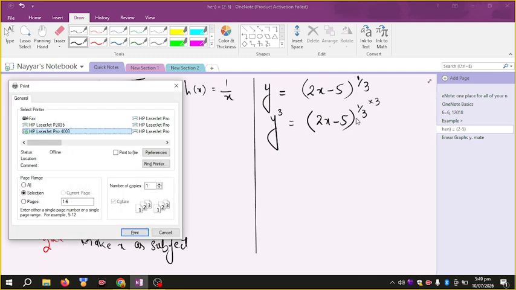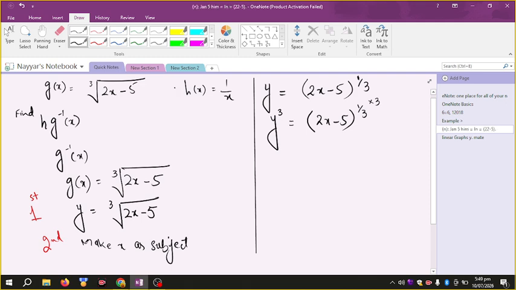No, when I had to move the cube root to the other side, I just wrote that it will become y cube equals 2x minus 5. It's okay, you can write it down like that. But I am telling you the whole process.